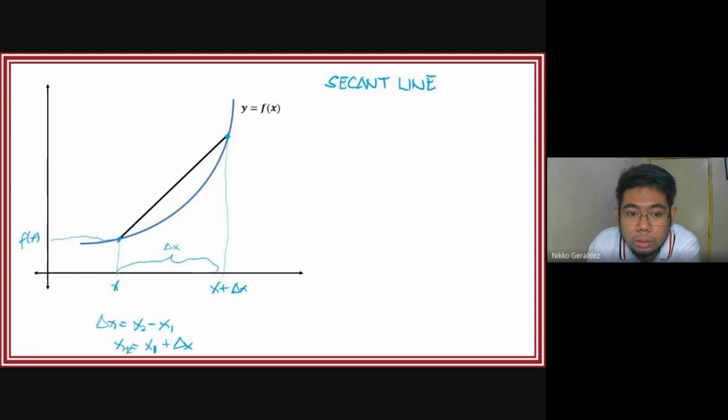If the x coordinate is x plus delta x, then the y coordinate is f of x plus delta x. Okay, so we now have 2 points and their coordinates. Let us solve the slope of the second line. We call it m sub s, that is delta y over delta x.